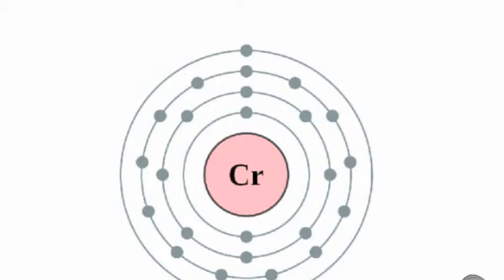Chromium is the 24th element on the periodic table. Its melting point is 1900 degrees Celsius. It has the lowest melting point of all Group 6 elements.